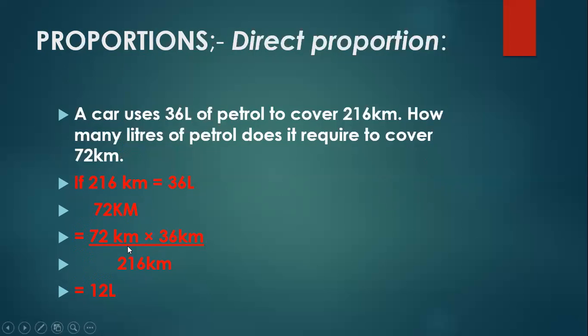You can simplify very easily. By 2 here, you get 36. By 2 here is 108. 36 here is 1, by 36 here is 3. For 108, then 36 divided by 3 is 12. So you can simplify any way and you'll get your answer. For the driver to cover 72 kilometers, the driver requires 12 liters. This is what we call direct proportion. You just need to cross multiply.